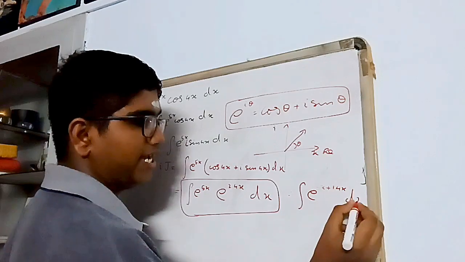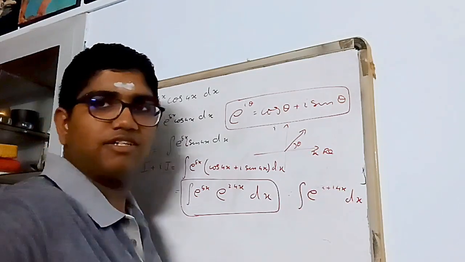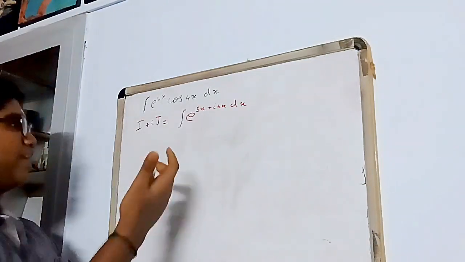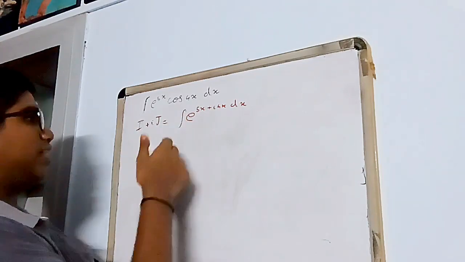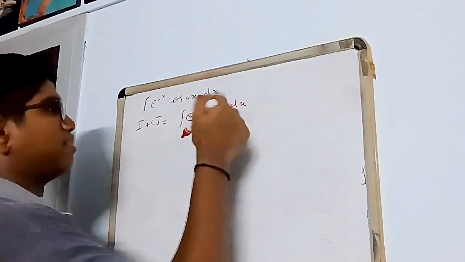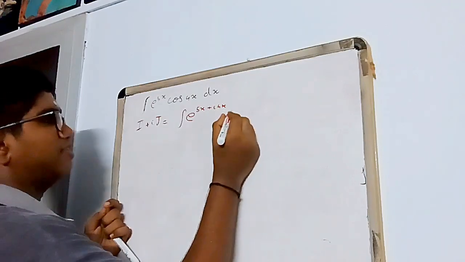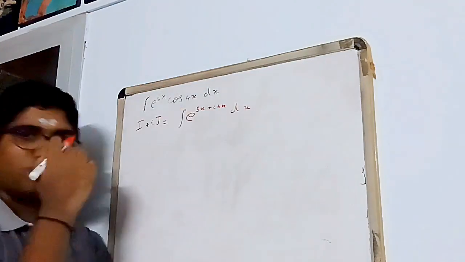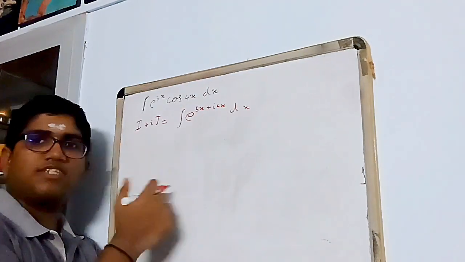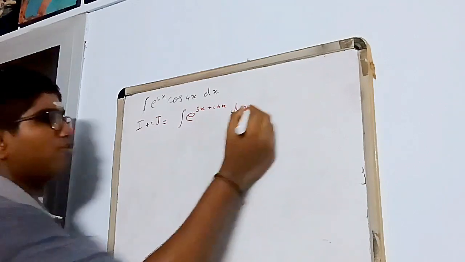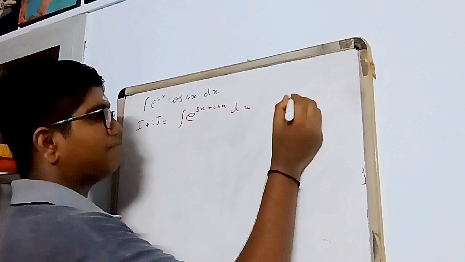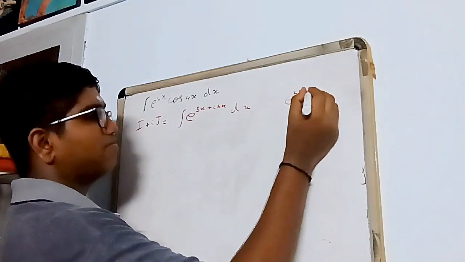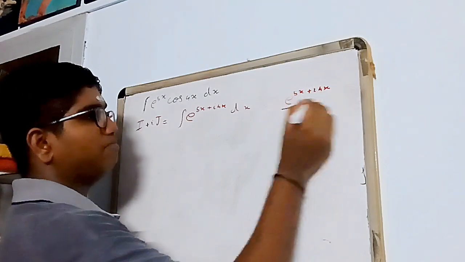Right. So now we have created the complex integral I plus iJ equal to integral e raised to 5x plus i4x times dx. Let me write this down, sorry. So now solving this integral is quite simple. It involves no complexity. So you will come to e raised to 5x plus i4x by 5 plus 4i.